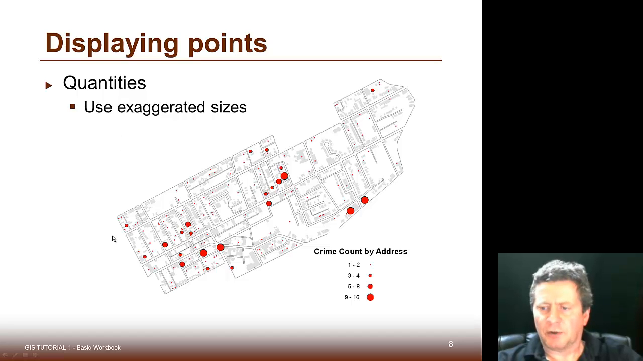Using quantiles, what we can do is the crime count by addresses. So these would be crimes that have occurred at the same address. So 9 to 16 crimes or so on. So it really shows you what particular building has issues. So again, it's the same information. It's a dot versus a dot, but because there's a higher number of crimes here, it really brings that information forward.